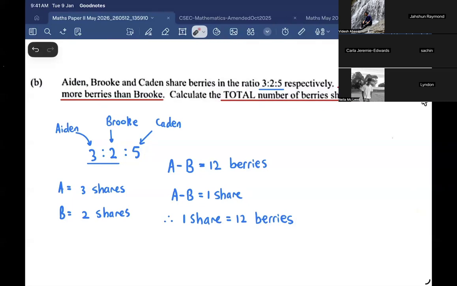Add all by 12. When you say add all by 12, talk to me. What do you mean by that? Add 12 to Aidan, Brooke and Kaden. So you want me to say 12 plus 3 is 15, 12 plus 2 is 14, that kind of thing? You've got to be careful. It wouldn't be adding. Think about it, Carla. If one share is 12 berries, how would I find it for 3 shares? Would I add or what would I do? I would multiply. So if Aidan got 3 shares, how would I find how many berries he gets?